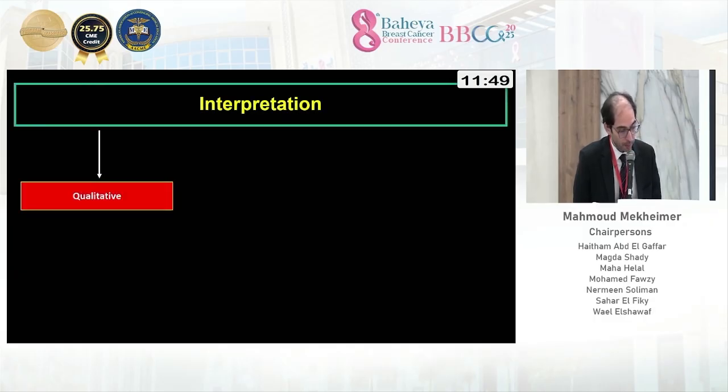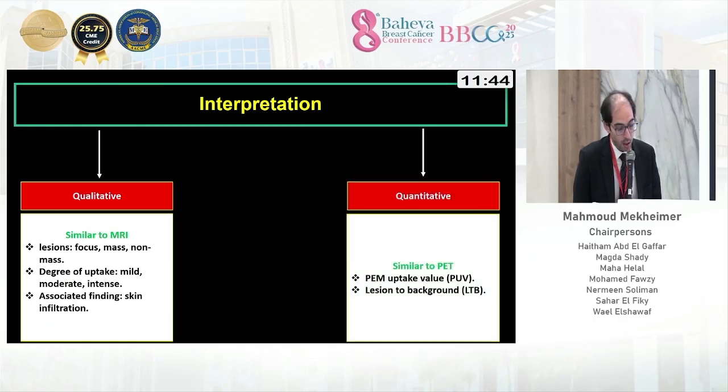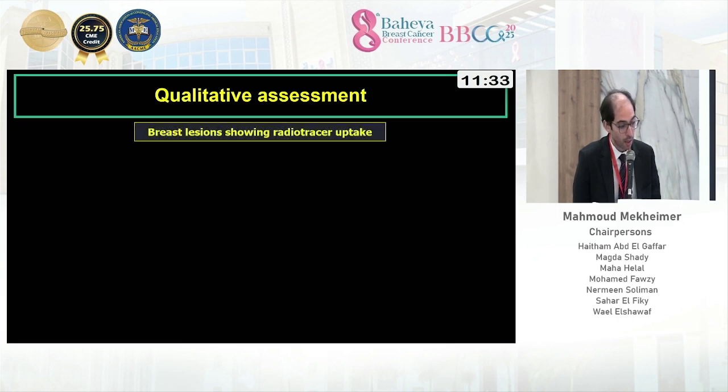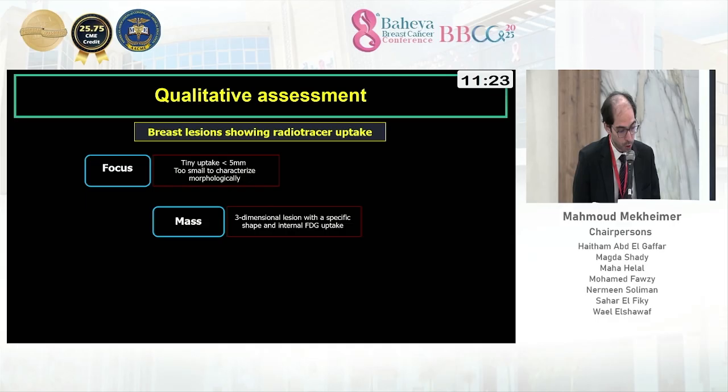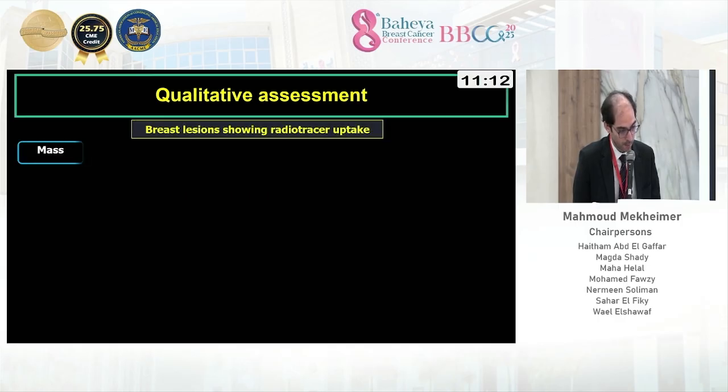PEM interpretation can be qualitative, similar to MRI, or quantitative, similar to BSGI. In this case, we assess the SUV max, the PEM uptake value, and also the lesion to background ratio, LTB. Lesions showing radiotracer uptake can be a focus, which is a tiny uptake less than 5 millimeters, too small to be characterized morphologically, or a mass, a three-dimensional lesion with specific shape and FDG uptake pattern, or non-mass tracer uptake in an area different from the normal surrounding parenchyma, but not foci or masses.